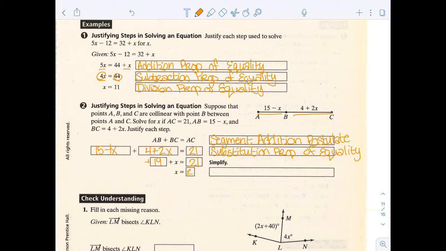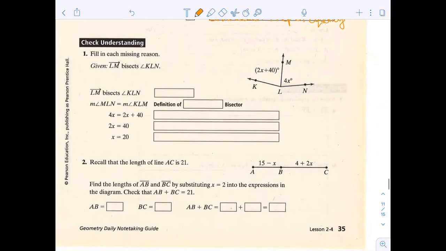And that is the subtraction property of an equality. And now we've solved this equation, we know what x is, and we've written down our reason for every single step we did. Okay, then there's a couple check for understanding problems you're going to try.